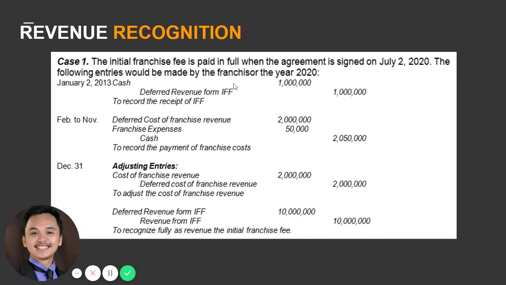Debit cash for 10 million. This is not 1 million but 10 million. Debit cash for 10 million. Credit deferred revenue from initial franchise fee of 10 million. Okay.